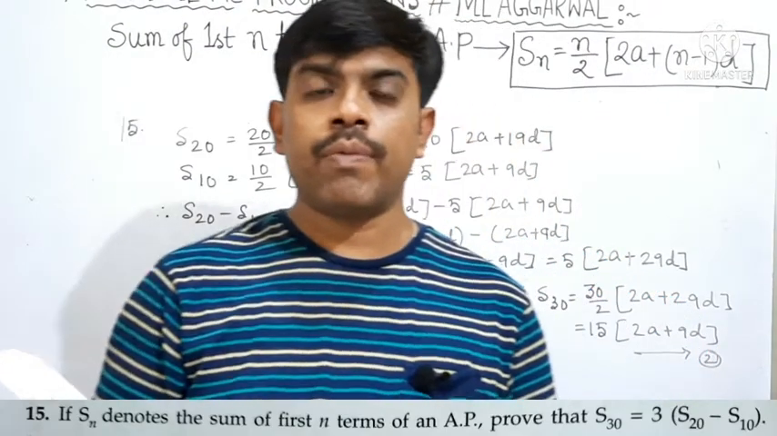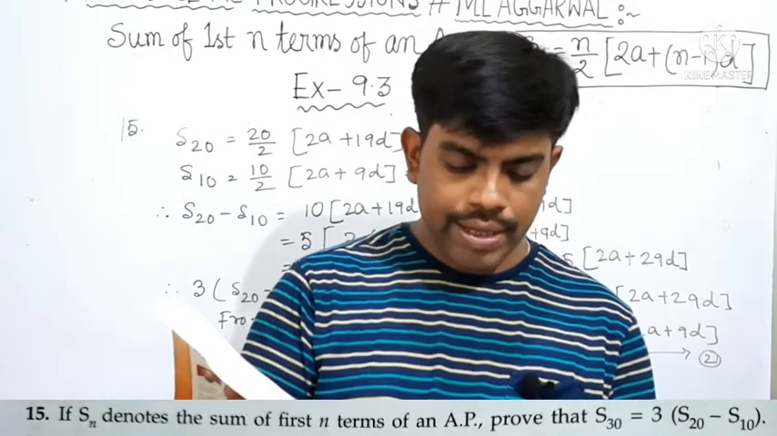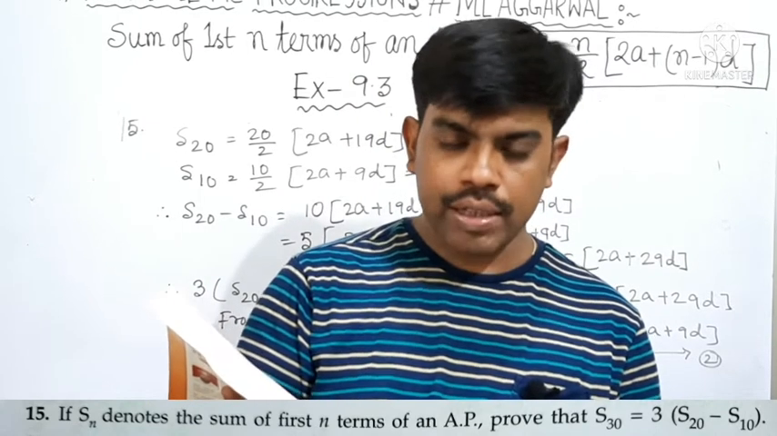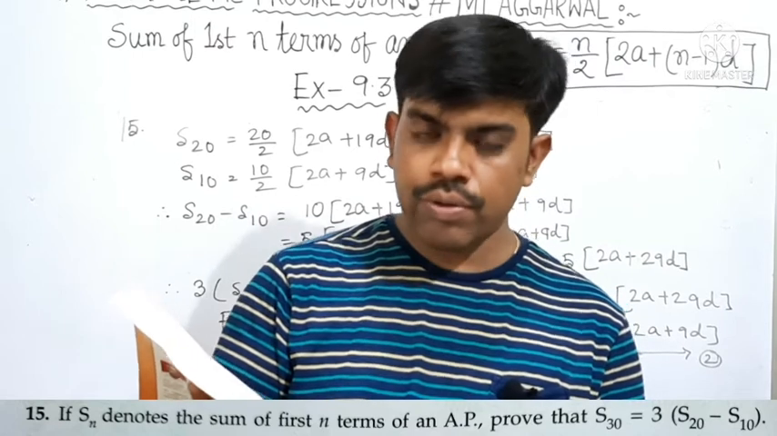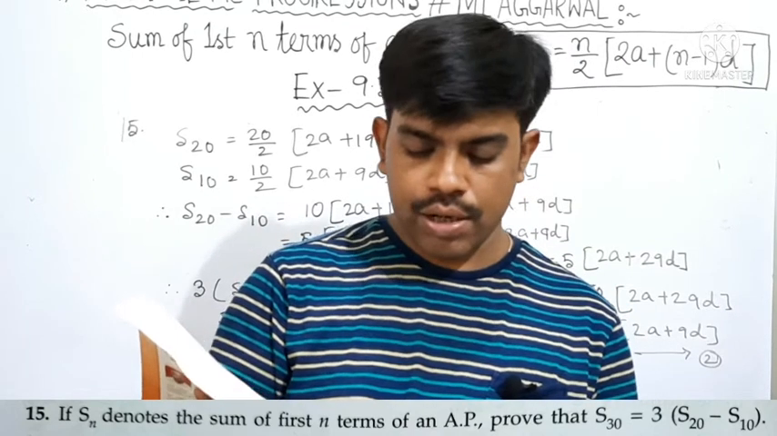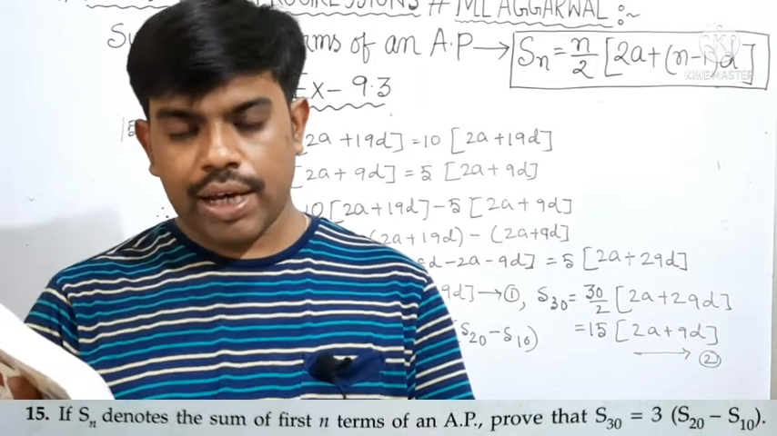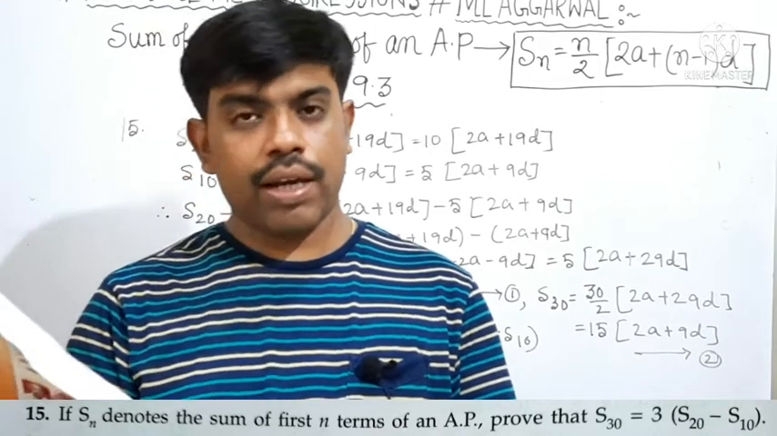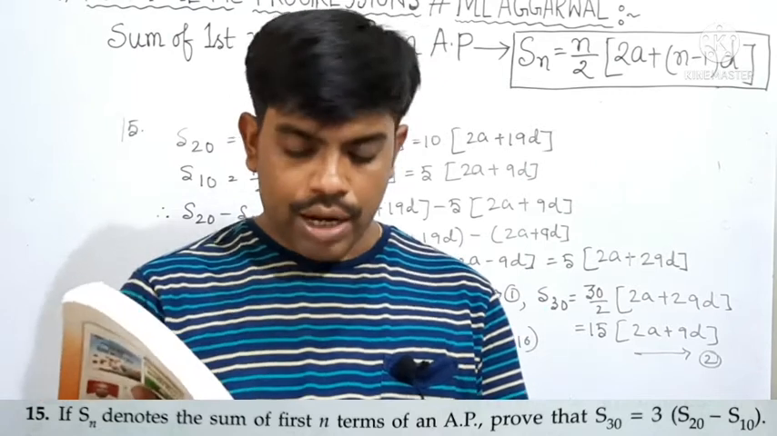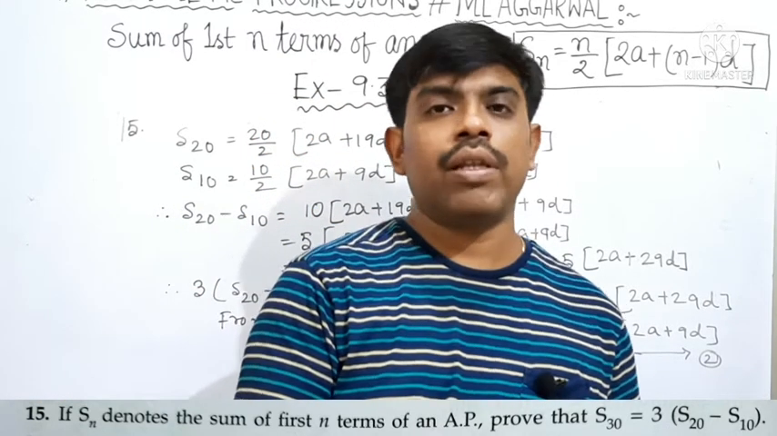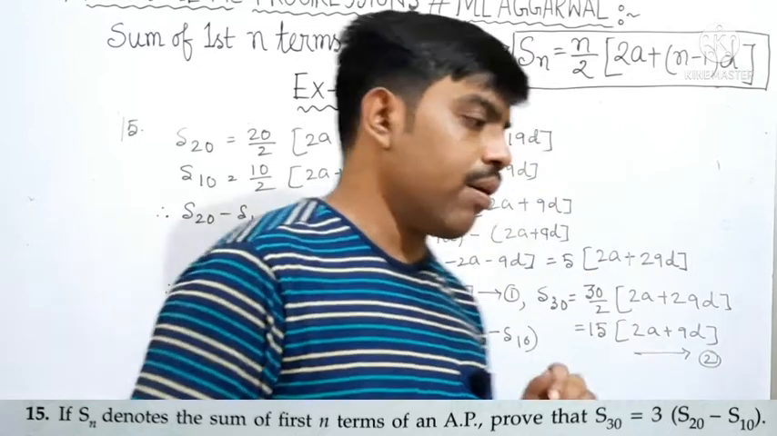Now we will solve problem number 15, and the problem is, if Sn denotes the sum of first n terms of an AP, prove that S30 is equal to 3 into S20 minus S10. So at first we will find the value of S20 and S10, then we find the difference and proceed in this way. So let's see. Already I have done the problem on the blackboard. Just see on the board.